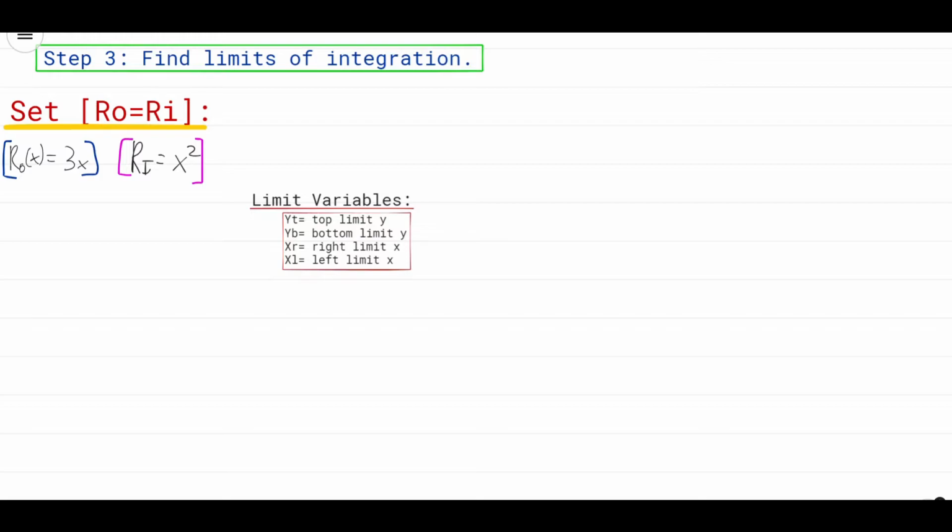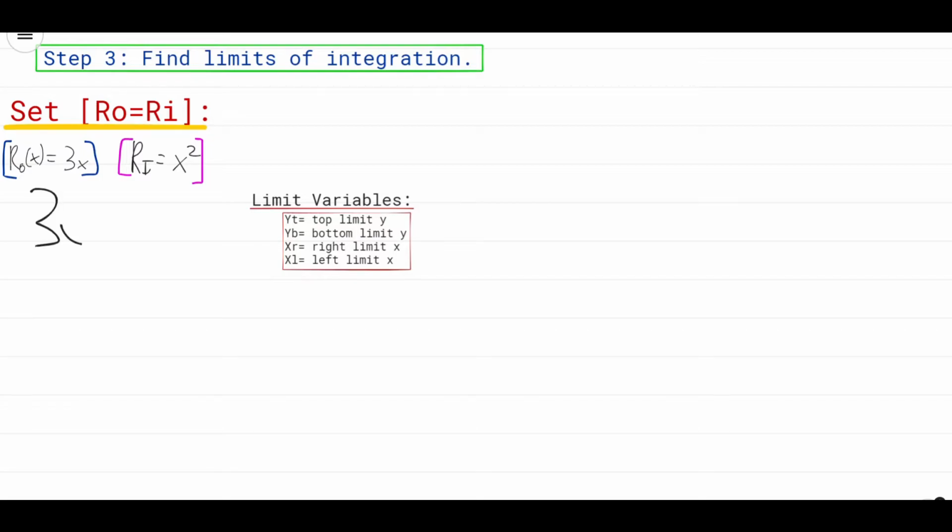Yt is top limit y, yb is bottom limit y, xr is right limit x, xl is left limit x. So you can use whatever naming convention you want. I think this works better than using A, B, C, D, or whatever. It's up to you, but this is the naming convention I use. So when you see this, know that these are my limit variables, the way I like to identify them.